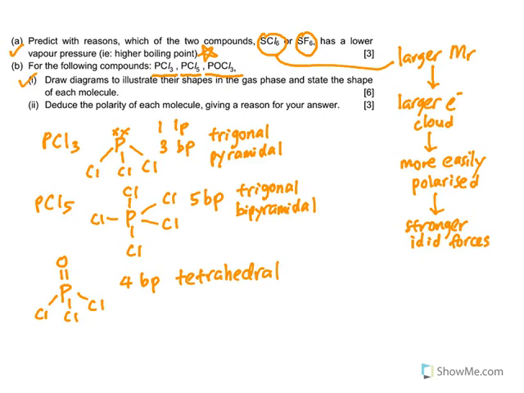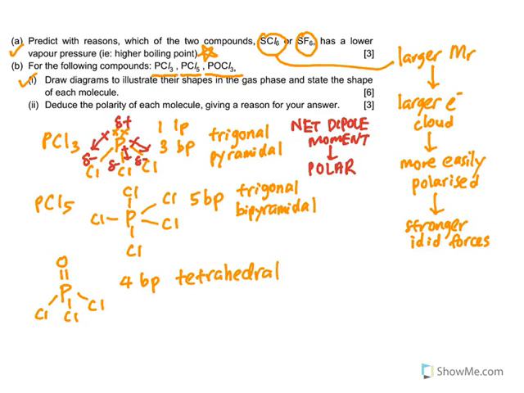Finally, polarity. How do we analyze polarity? We check the net dipole moment. Look at the first one again. Let me change the color to red. For example, this P over here, of course Cl is more electronegative, so we put delta minus, delta minus, delta minus, and delta plus on P. So we know that there are three dipole moments, so there is a net dipole moment, which means it is polar. So for PCl3, remember it's polar.